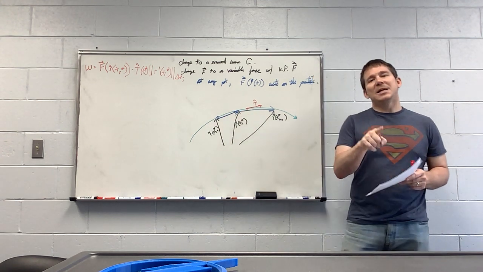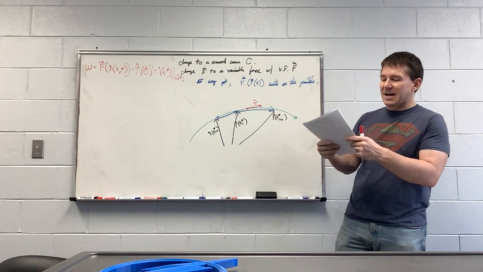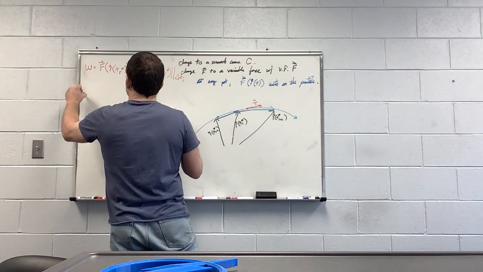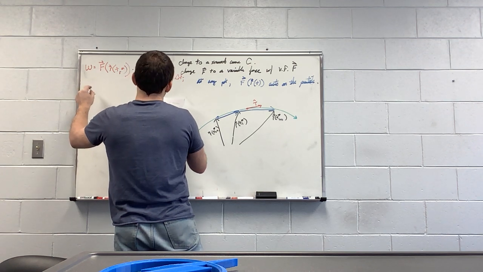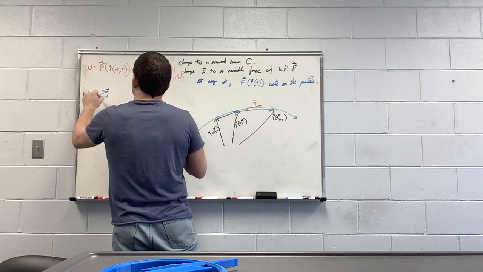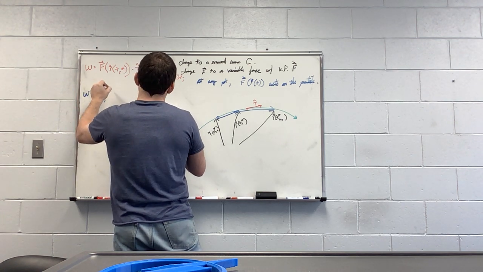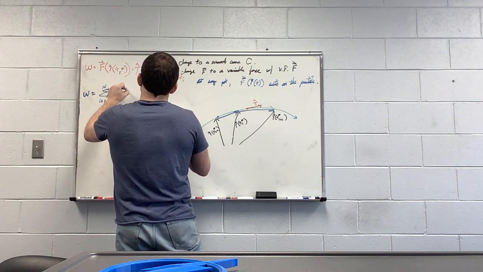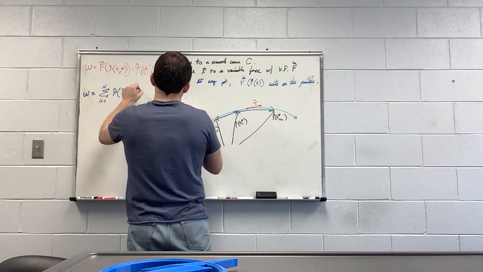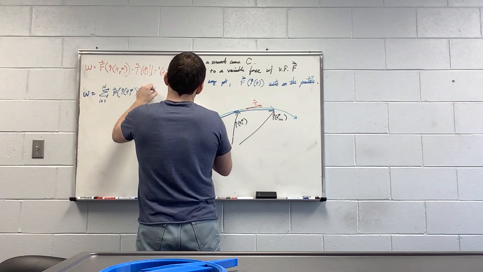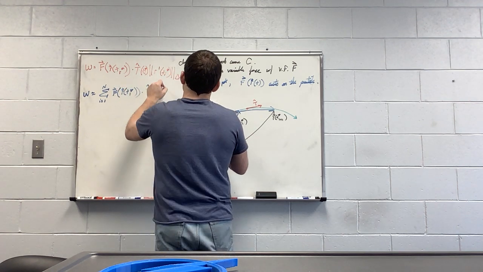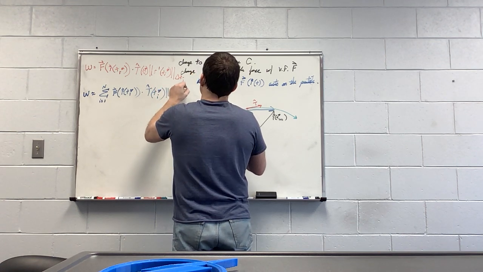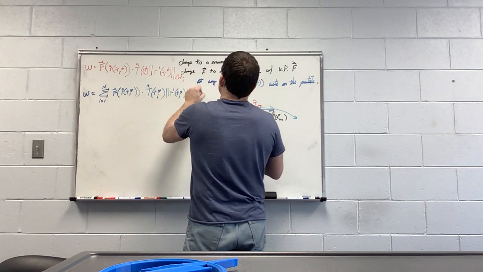But if I ultimately want to get the work along the entire curve, what do I do? Well, I add them all up. But this will definitely be an approximation. So I take the sum from 1 to n of F of r of t sub i star, dotted with the unit tangent of t sub i, times the magnitude of r prime of t sub i, delta t i.